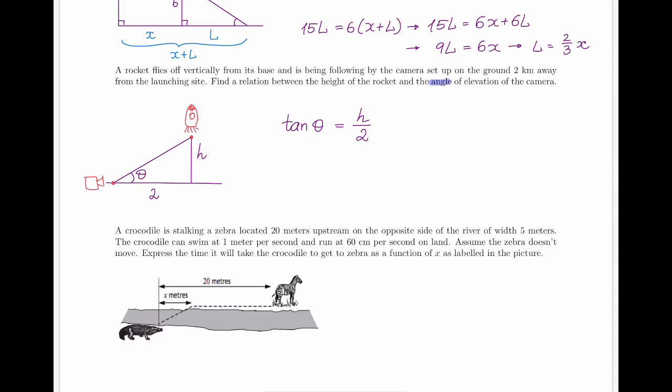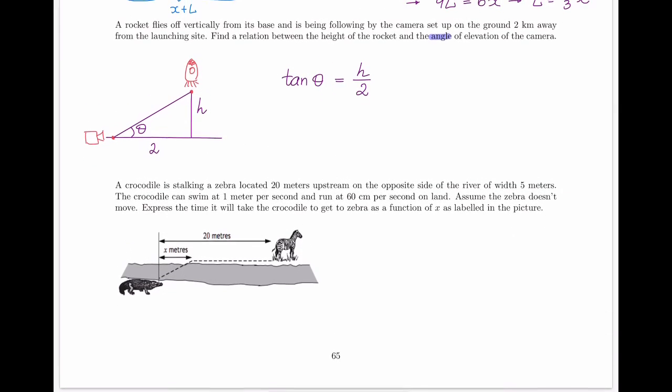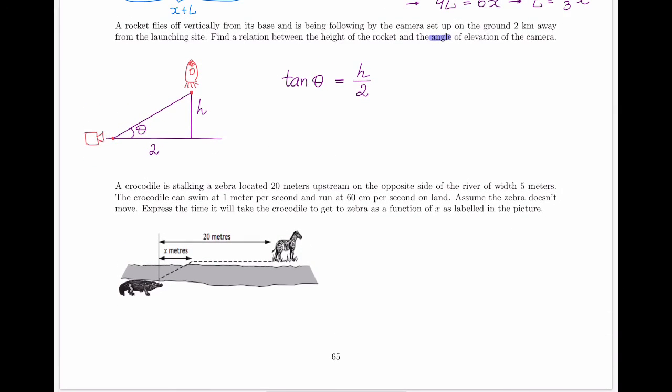For our last problem here, we will combine a few things that we've already seen. So let's take a look. A crocodile is stalking a zebra located 20 meters upstream on the opposite side of the river of width 5 meters. So notice that that's the one piece of information that's not yet present on the picture. The width of the river is 5 meters. So this width right here is 5. Okay?